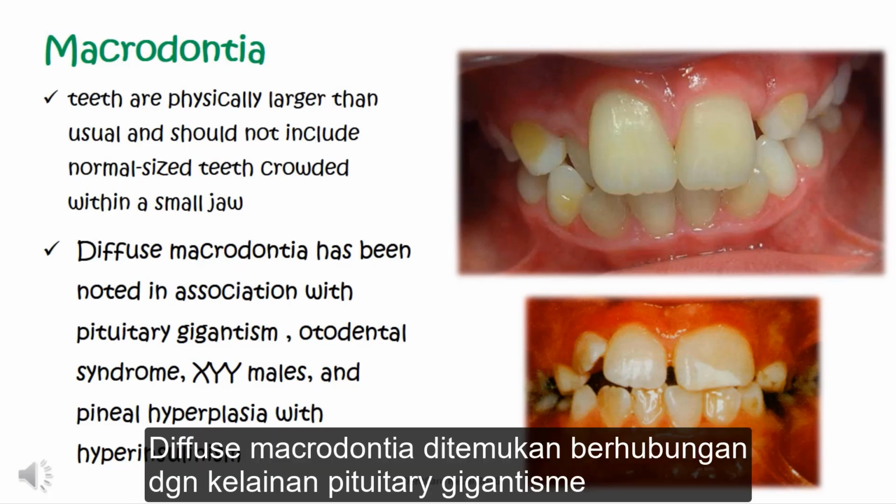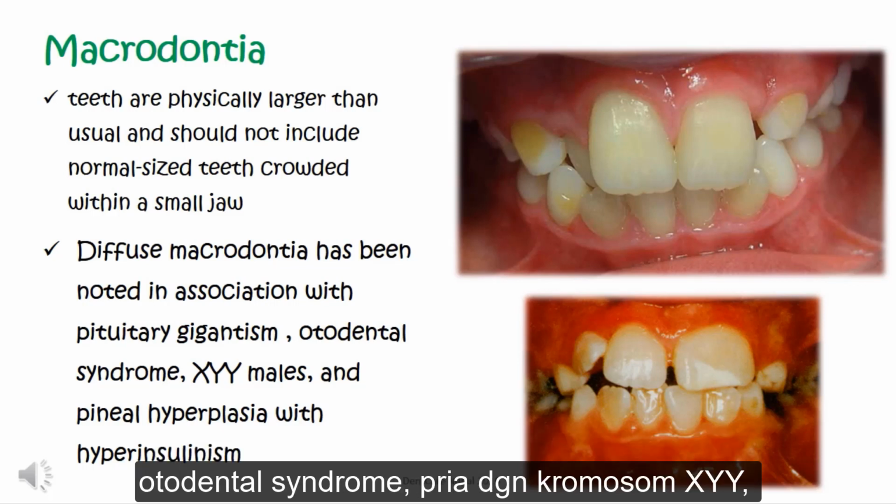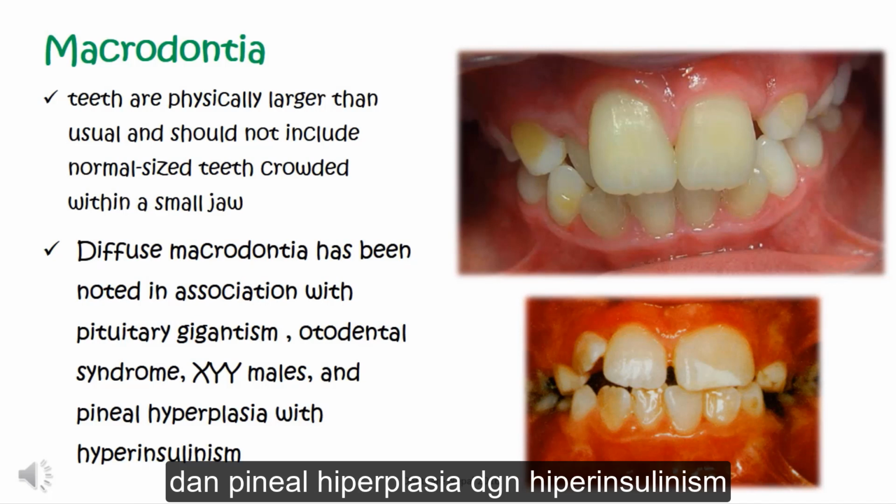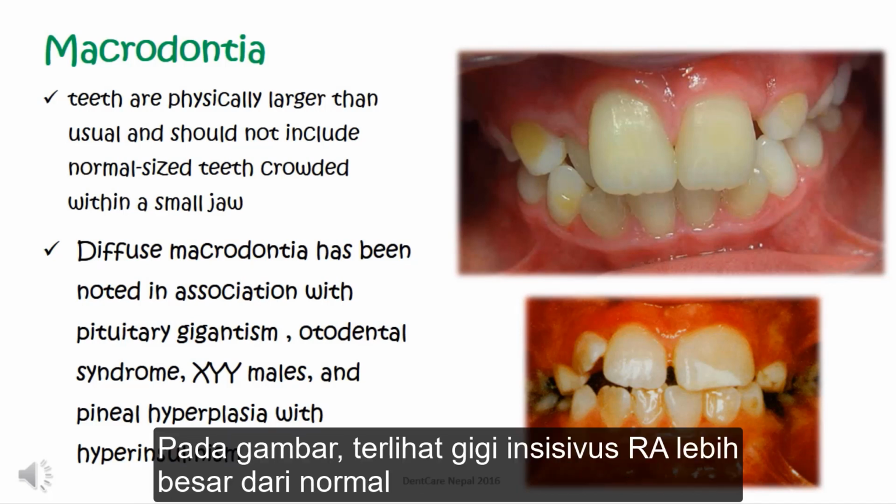Macrodontia has been associated with pituitary gigantism, otodental syndrome, XYY males, and pineal hyperplasia with hyperinsulinism. In the picture, we can see that the maxillary central incisors are abnormally large.